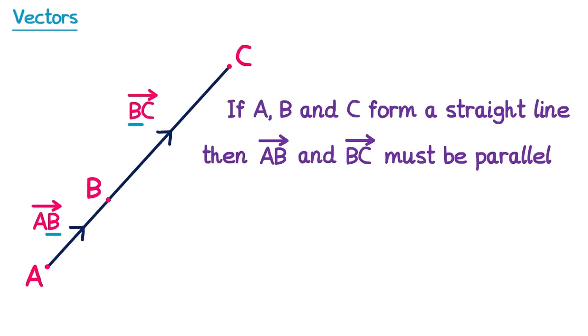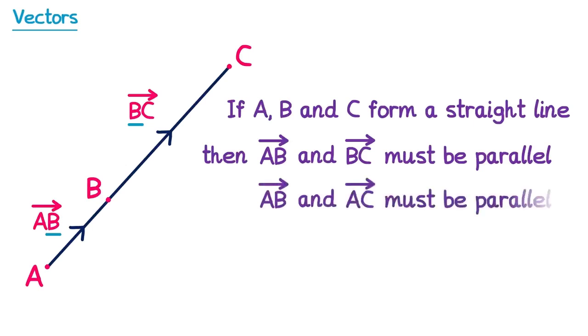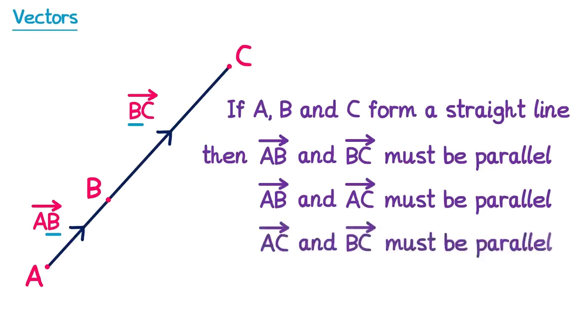It doesn't have to be the point B that's in common though. We could also look at the vectors AB and AC and they must be parallel. Notice this time both of those vectors have the point A. And it could also be the point C. So the vectors AC and BC must also be parallel. So if you want to prove that 3 points form a straight line, you need to find two vectors going along that line that involve 1 point in common, and those two vectors must be parallel. If they're not parallel, it's not a straight line.